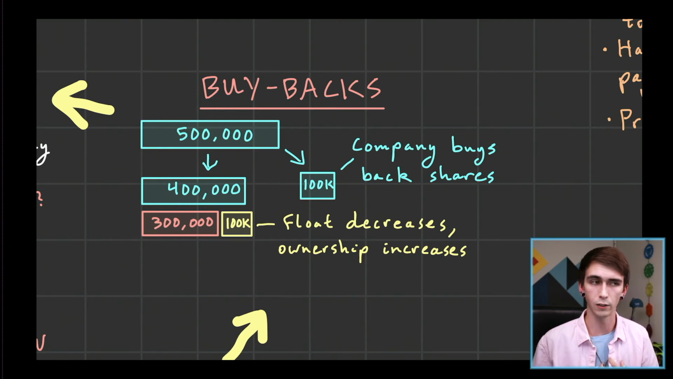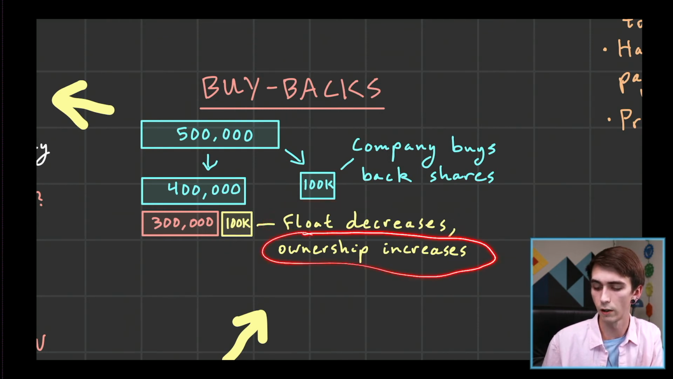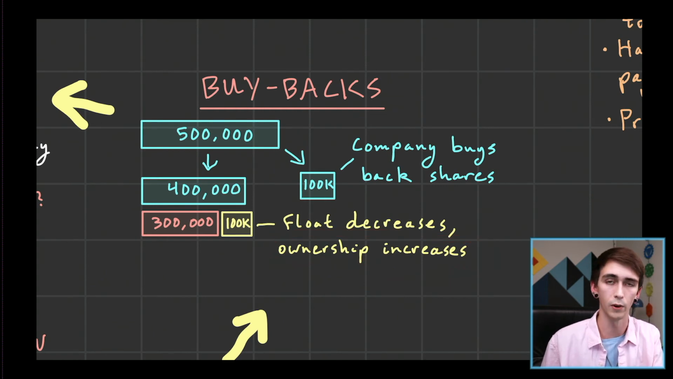So they take those back into their authorized shares. That was the white bar that I showed you. So now there are only 400,000 shares left. 300,000 are still owned by the restricted holders, but now in the float there are only 100,000. So as you can see, the float has gone down and the ownership per share has gone up, because now you own a higher percentage of that 100,000.